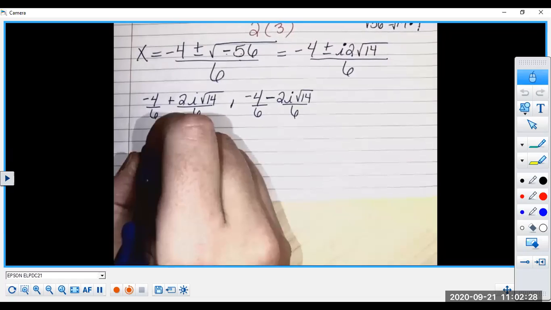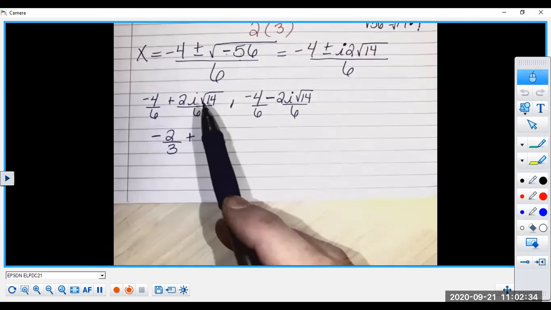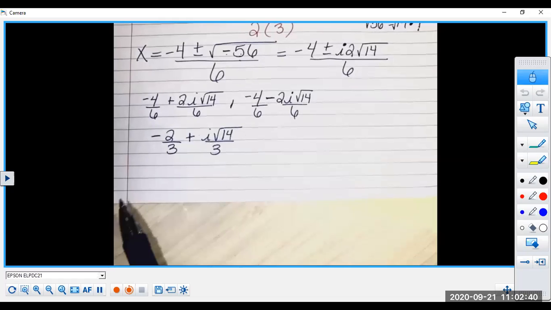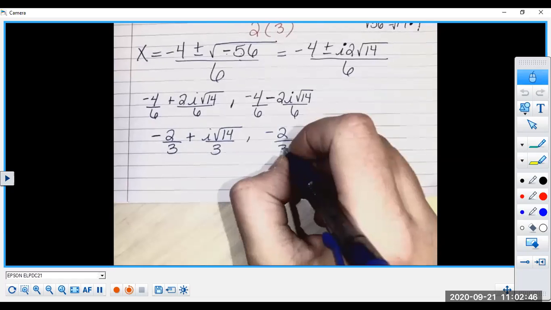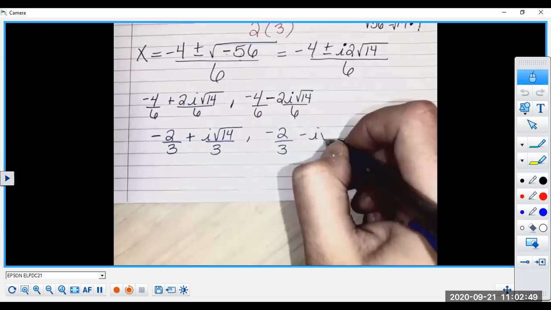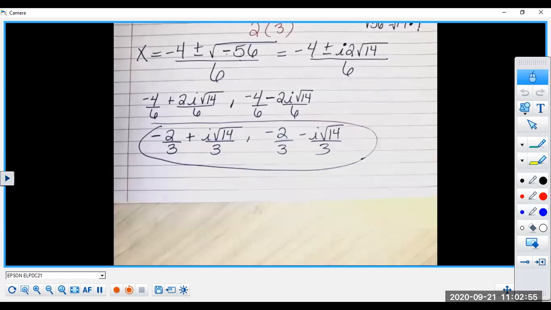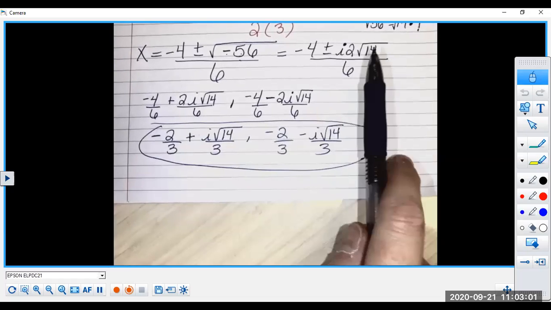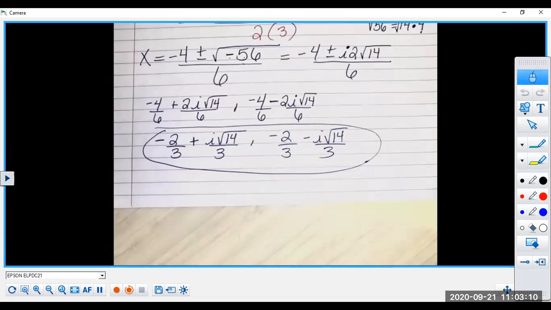Negative 4/6 reduces to negative 2/3. Your 2/6 part reduces to 1/3. You can write 1i root 14 if you want to, but you'll never see that. But MyMathLab should still count you correct if you do that. Now, I'm okay if you get down to this point and I didn't specifically tell you to simplify it. But if it tells you to simplify it, then negative 2/3 plus or minus. And I'm not going to make you split them up either if you were doing it on paper.